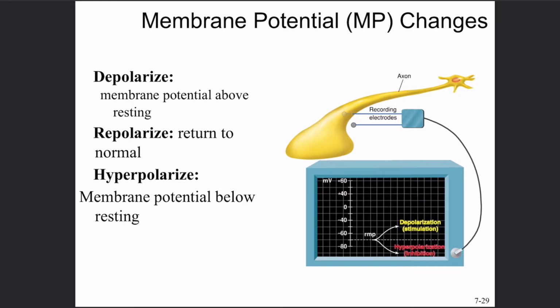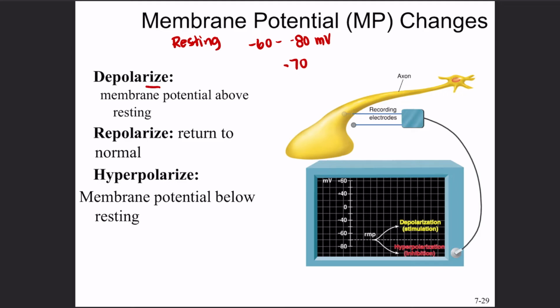So, as we spoke about in the last video, we are interested in what happens with the membrane potential. And if you can remember, the resting membrane potential is anywhere from negative 60 to negative 80-ish millivolts, so usually somewhere around negative 70.